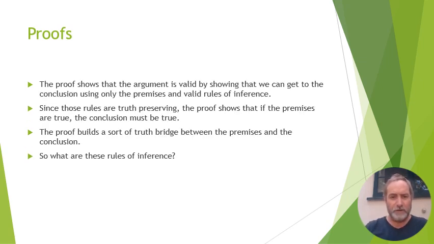So again, the proof shows that the argument is valid by showing that we can get to the conclusion using only the premises and the valid rules. And since these rules are truth preserving, they would never introduce falsehood, we can guarantee that we have this valid relation between the premises and the conclusion. So it's sort of a truth bridge between the premises and the conclusion. I just switched metaphors to a ladder, but they're little rungs, or little steps in our truth bridge that guarantee truth. They're never going to lead us wrong, these valid rules. So what are these special valid rules of inference? I think you'll find them pretty familiar, actually.